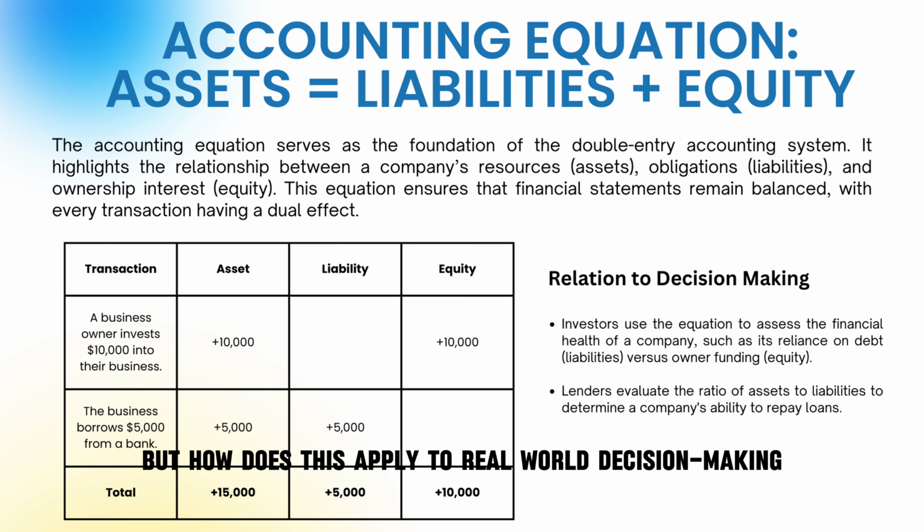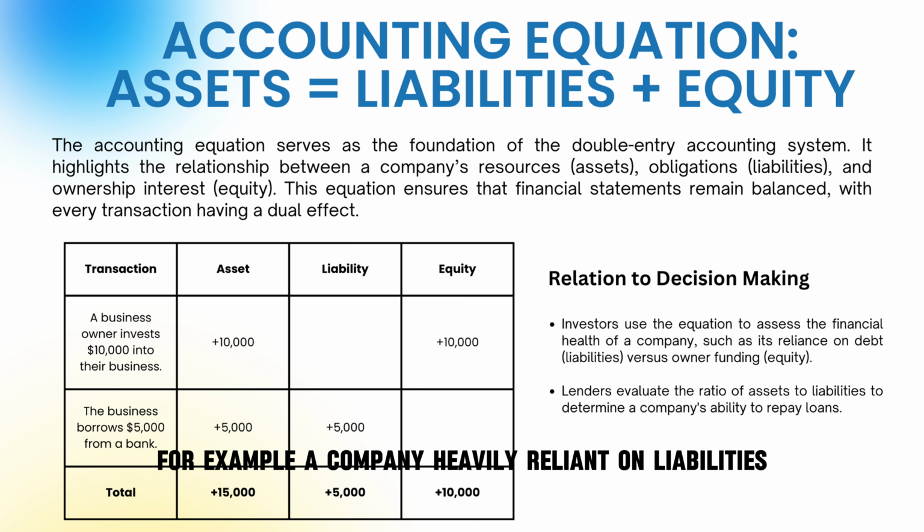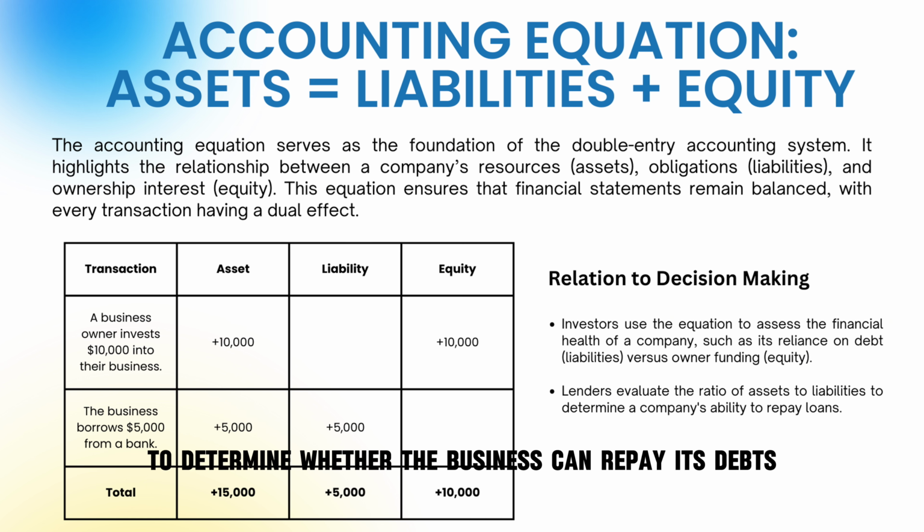But how does this apply to real world decision making? Investors use this equation to evaluate the financial health of a company. For example, a company heavily reliant on liabilities might be riskier than one funded primarily by equity. Lenders, like banks, assess the ratio of assets to liabilities to determine whether the business can repay its debts.